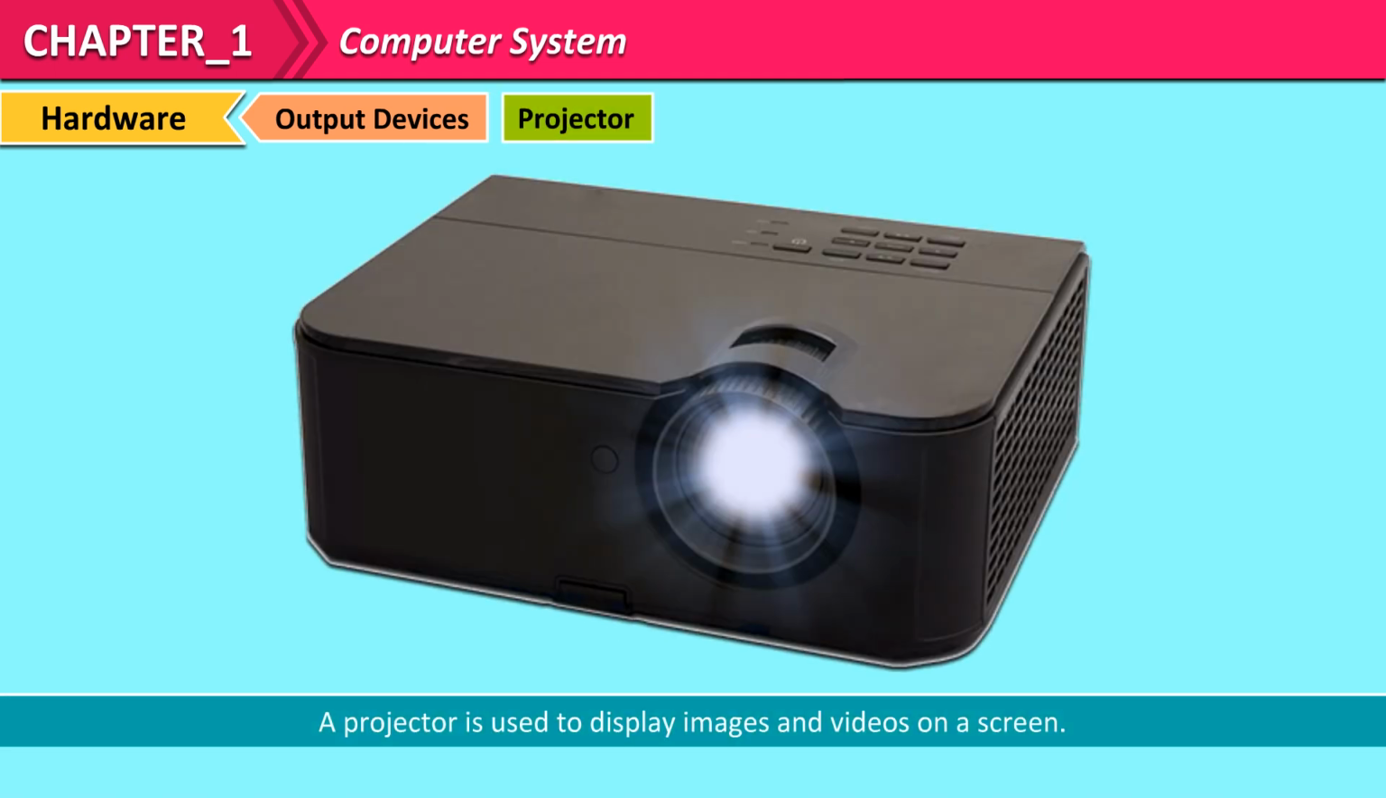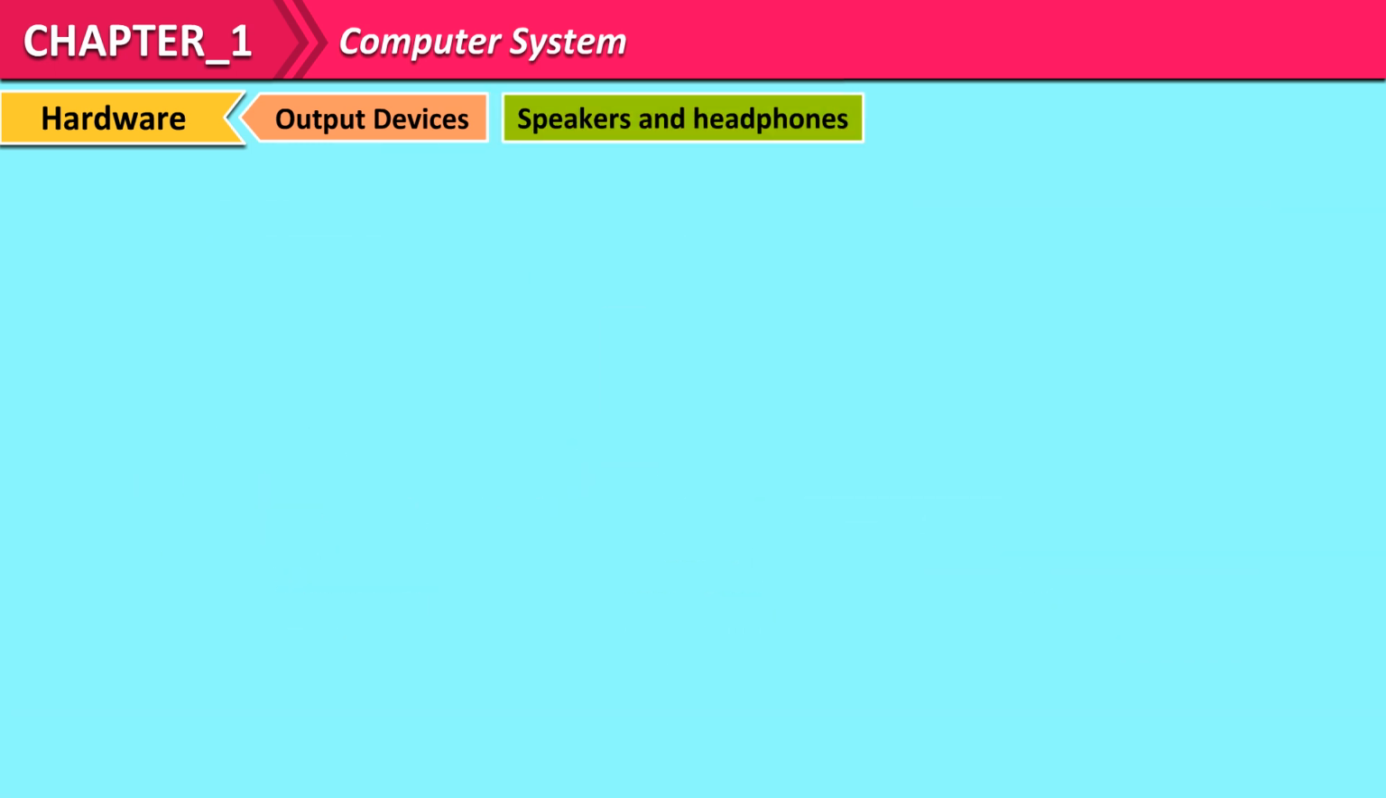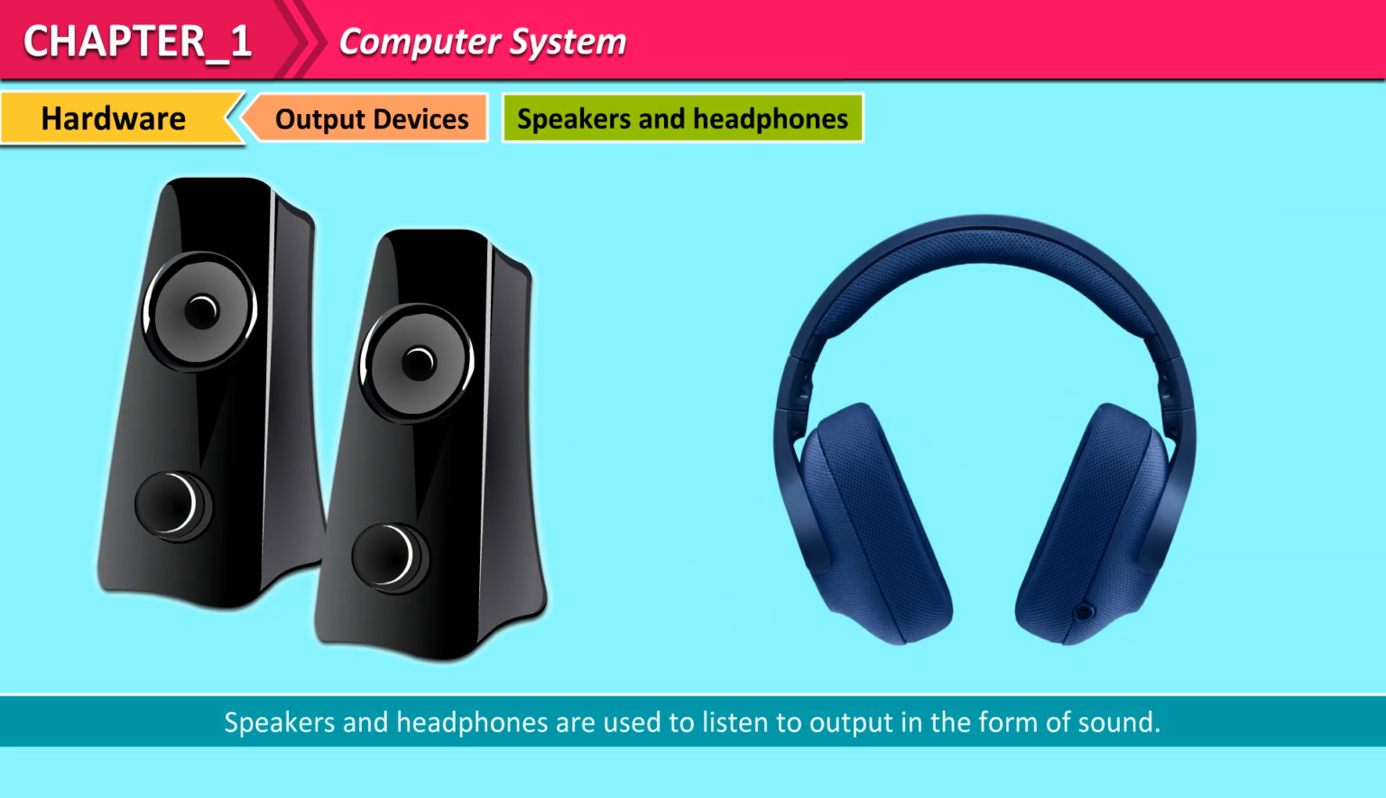Projector. A projector is used to display images and videos on a screen. The screen could be a whiteboard, white cloth, or even a wall. It is used while teaching in schools and colleges and giving presentation in offices. Speakers and headphones. Speakers and headphones are used to listen to output in the form of sound.